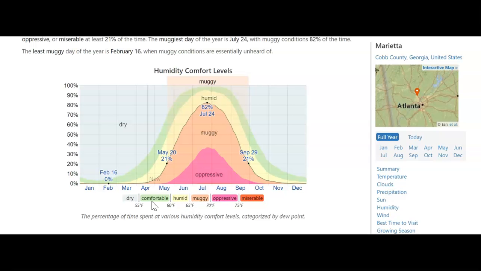So in the deserts where they have a dry heat, it can get over 100, but it actually feels pretty comfortable because you're allowed to evaporate more. In the south, when our sweat doesn't evaporate, that's when we feel miserable. And we see that in Marietta, that tends to happen 82% of the time here in July. 82% of the time, it's either muggy or oppressive here in Marietta. During the winter months, though, we don't have a lot of moisture at all. It's dry, it's comfortable.